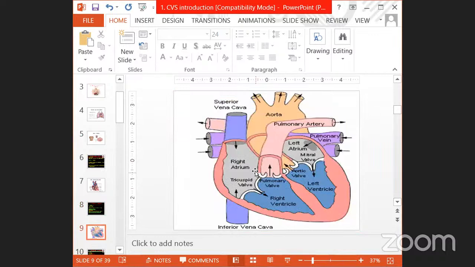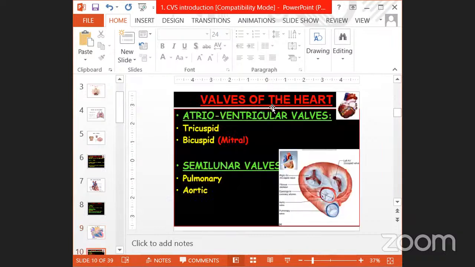See here the structure. There is right atrium. Between the right atrium and the right ventricle, we have tricuspid valve. And between the left atrium and the left ventricle, we have mitral valve. And the pulmonary valve and the aortic valve are present between the right ventricle and the left ventricle. From the right ventricle, the pulmonary artery arises, and from the left ventricle, we have the aorta. So the atrioventricular valves are tricuspid and bicuspid, and semilunar valves are pulmonary and aortic.